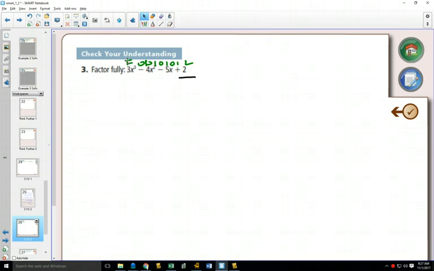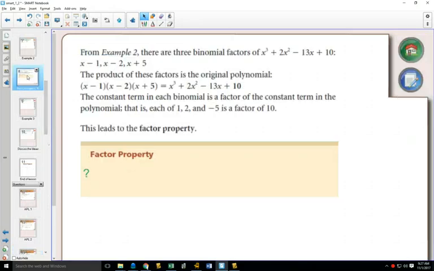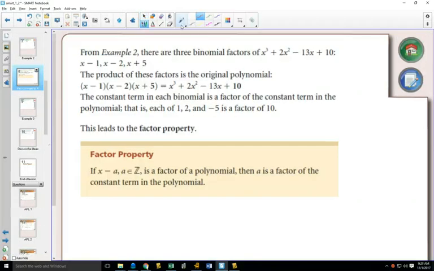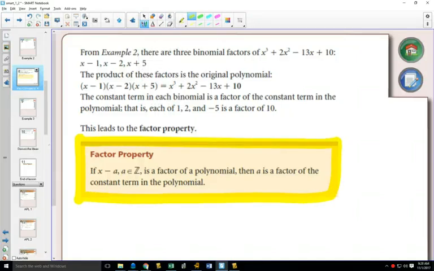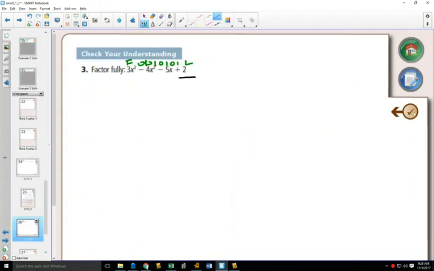In our notes, they call this the factor property. So if we go right before example 3, they have the factor property here in our notes that says if something's going to be a factor of our polynomial, then the last value of that factor has to also be a factor of our constant term. So what does that mean? Well, when we look at our example, we're looking at this number, 2.